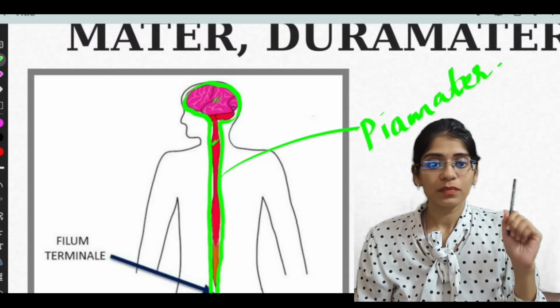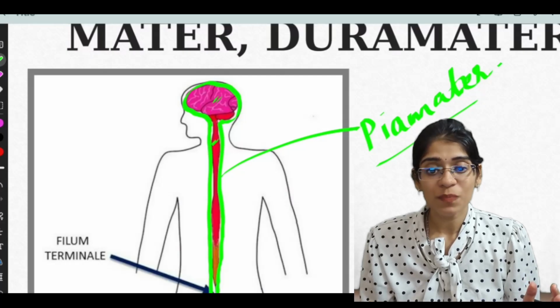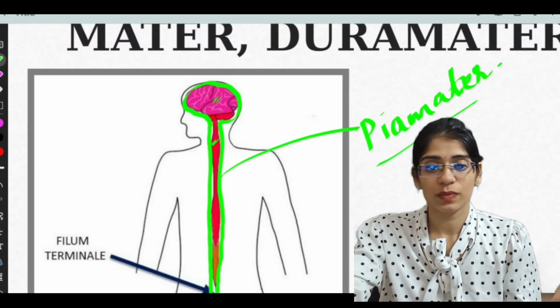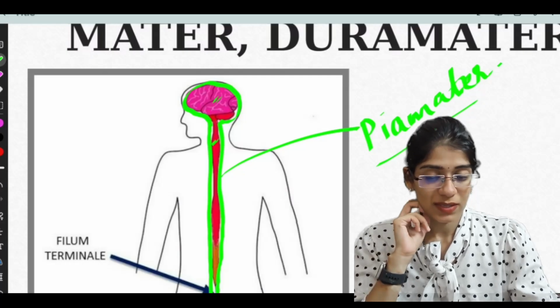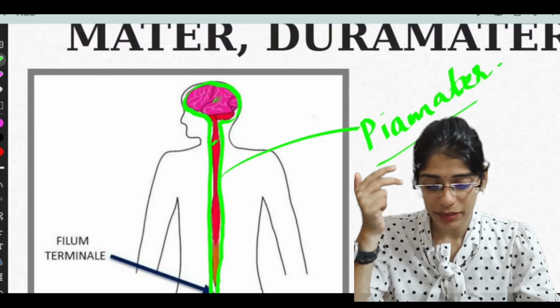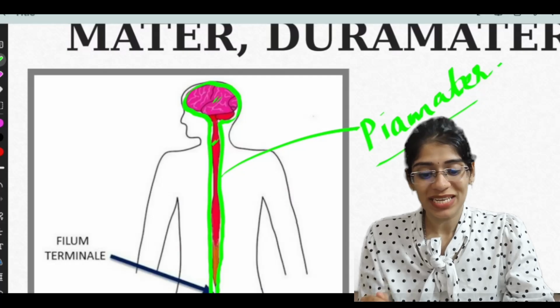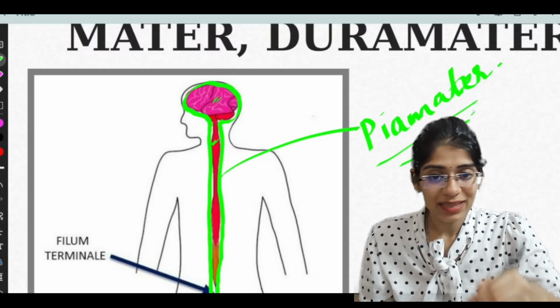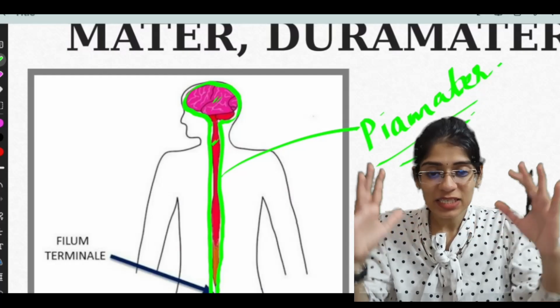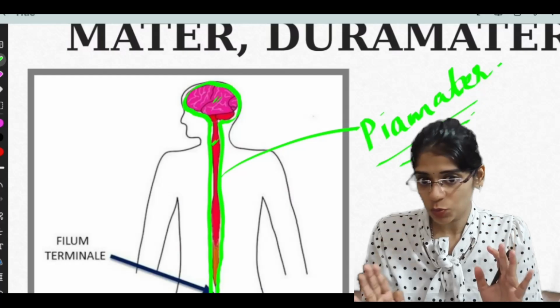Once again, the brain and the spinal cord are covered by what? A layer called meninges. This meninges is composed of pia mater, arachnoid mater and dura mater. The innermost layer of the meninges is called pia mater, that I have drawn in green. It is very closely attached to the brain and the spinal cord.